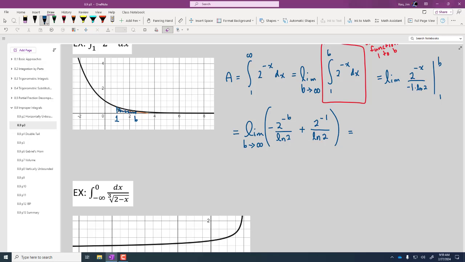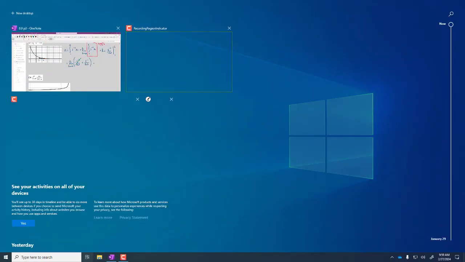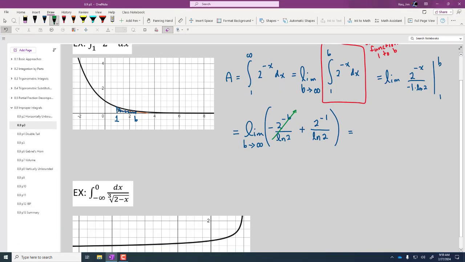And looking at this first term, where does this first term go as b goes to infinity? 0. Because we have 2 to the negative b. Now, if that's not totally obvious, so this is an exponentially decreasing function. So an exponentially decreasing function goes like this to the x-axis.